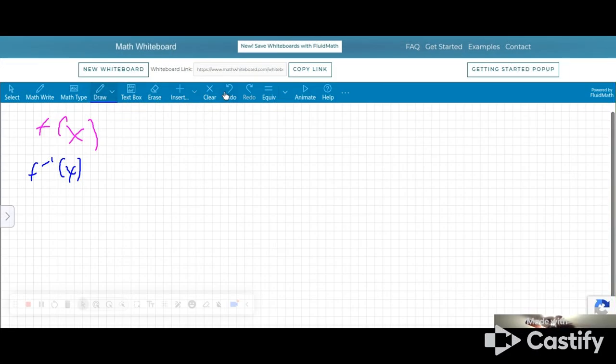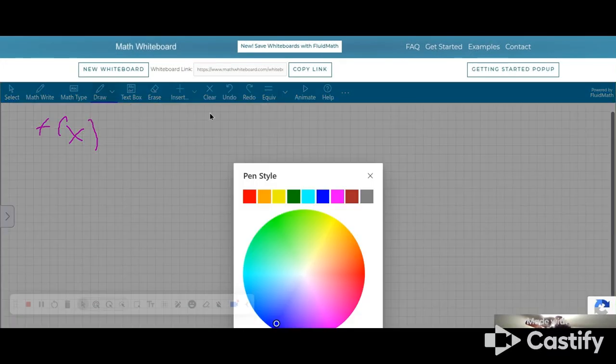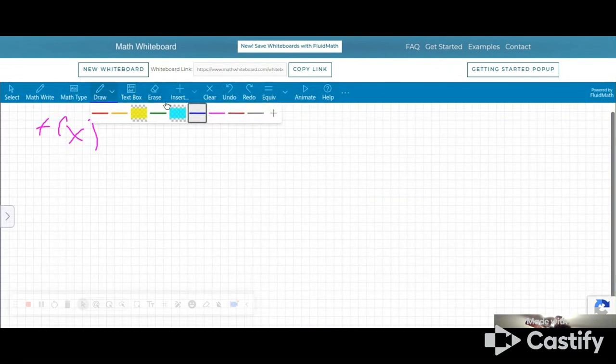So we have a function f of x, and the inverse of that function is written as f to the negative first x. I'm going to write out the first example we're going to go over. f of x is equal to 3x minus 7. Step 1, we're going to find the inverse.